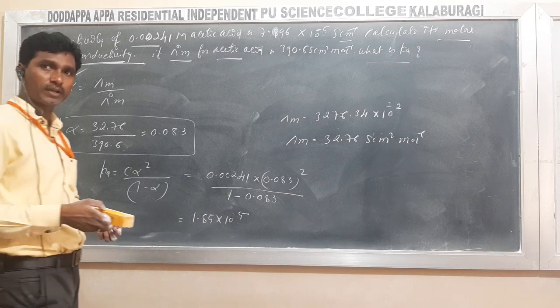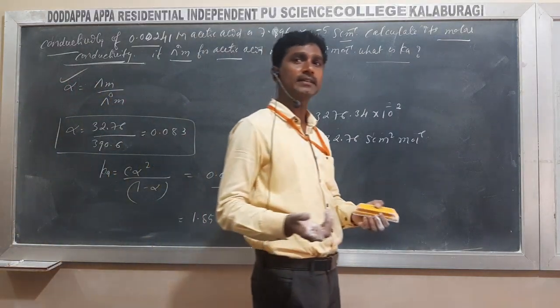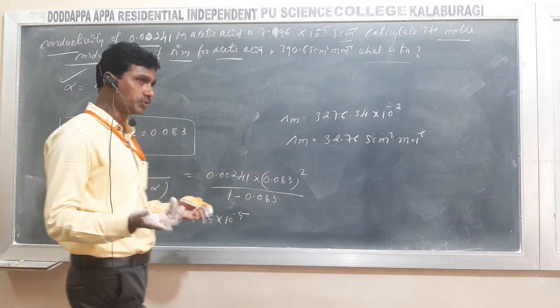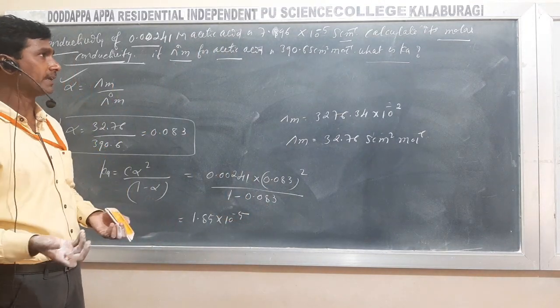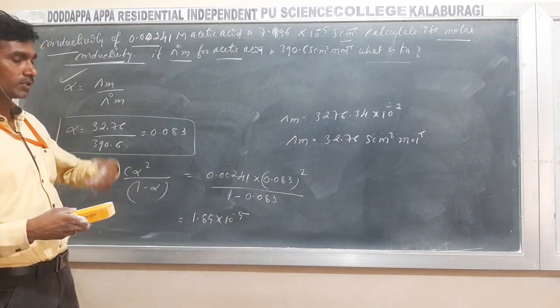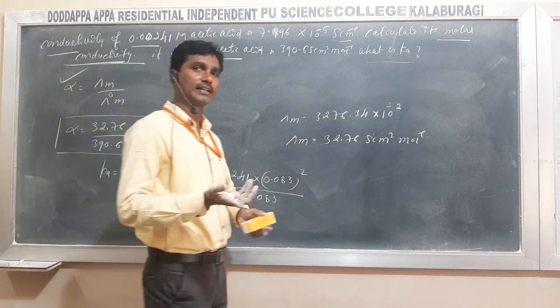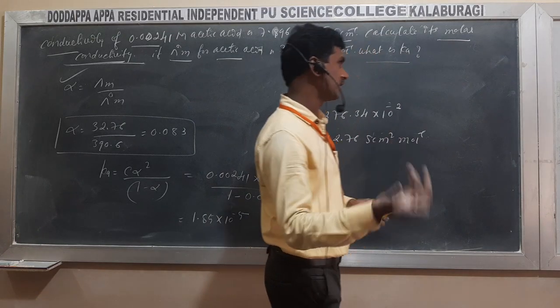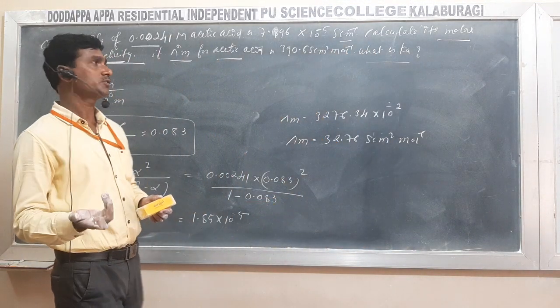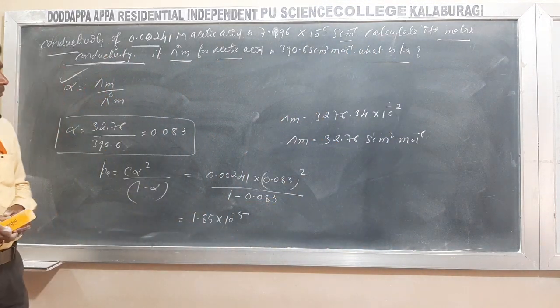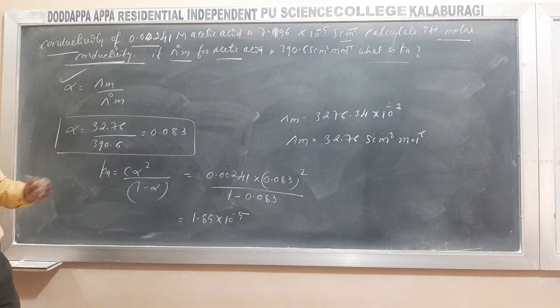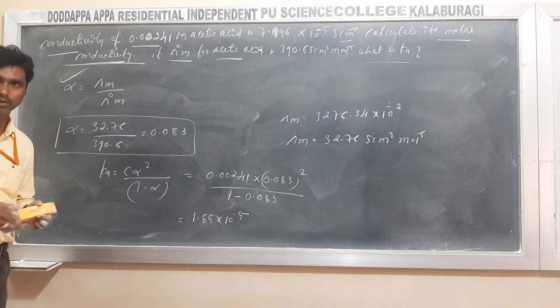In tomorrow's class I will discuss the types of batteries. You know that primary cells and secondary cells are there. In the primary cell, there are two types: the mercury cell and the dry cell. The secondary cell is the lead storage battery, and one more important cell is the fuel cell. I will discuss these in tomorrow's class. These were problems based on conductivity and molar conductivity. Thank you.